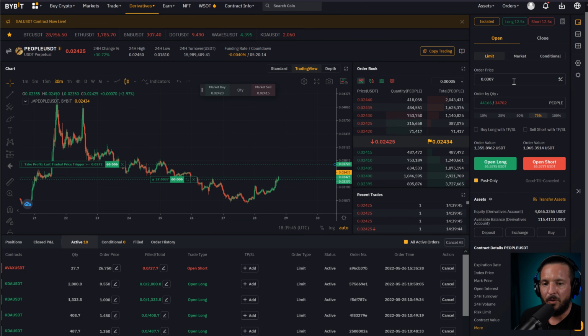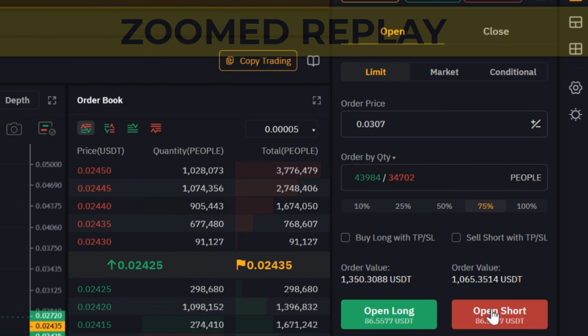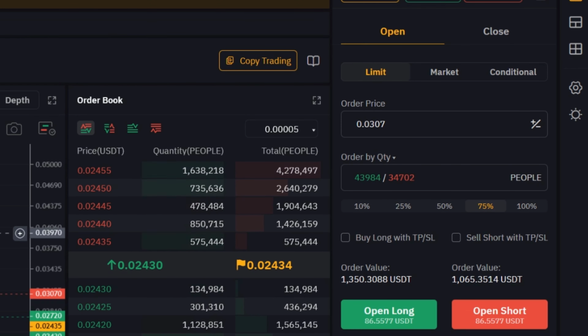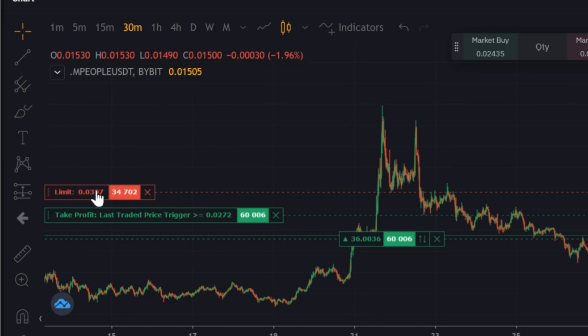So that being said, PEOPLE is a good short to get into right now, because if Bitcoin falls apart and the market tanks on Monday like it should, or at any time next week, we're going to be in really good positions. Now, when I hit open short, now you can see I have a short limit order up here on PEOPLE.